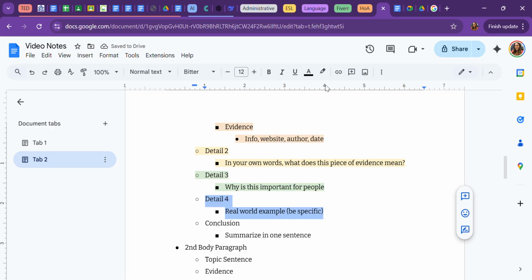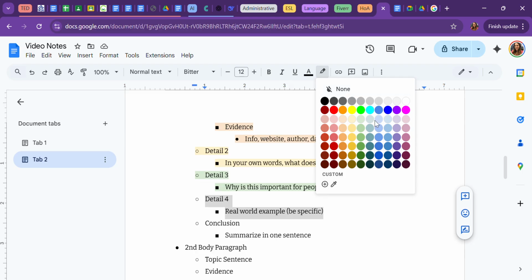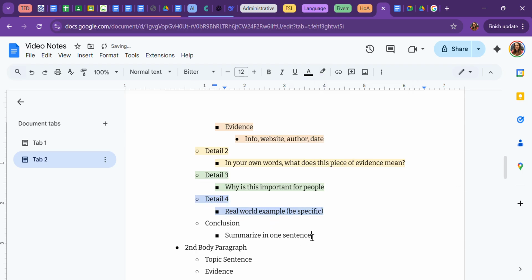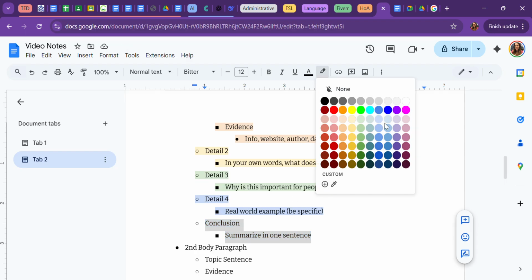Detail 4, give a real world example. I want a real world example, and I haven't gotten that from a lot of you. I didn't really talk about it yet, but I want a real world example. So think about how anyone at any age can do your thing. So how can somebody apply these skills at work, at home, at school, those things? And then lastly, a conclusion, which is a summarization in 1 sentence.